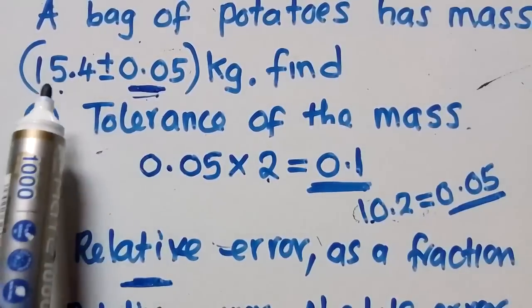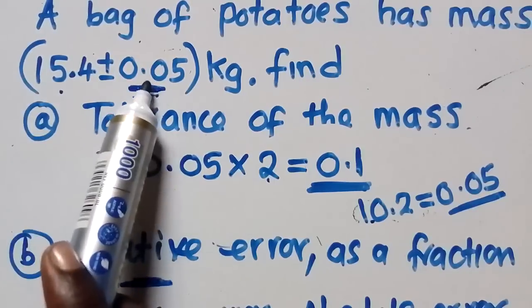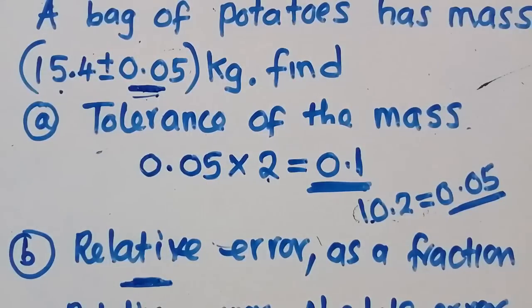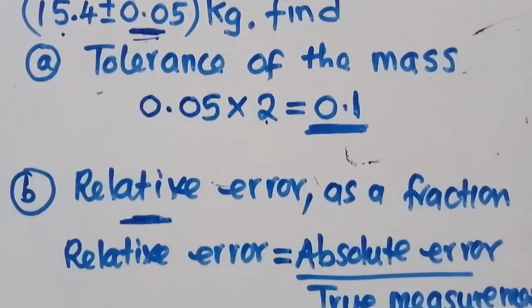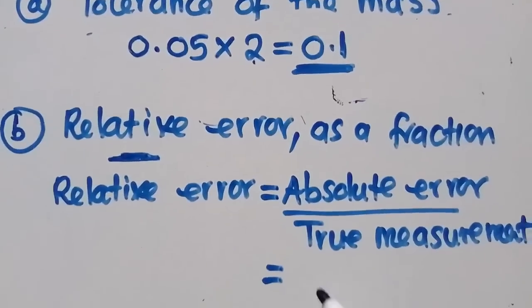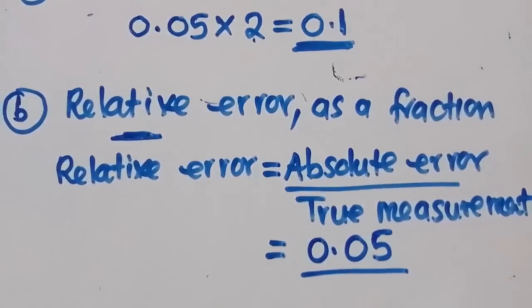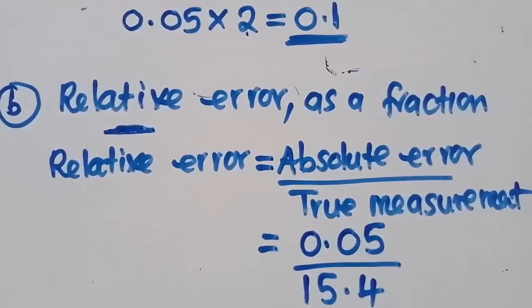So we are given this number, and with this number having one decimal place, the absolute error is 0.05. That's how you find the absolute error. Hope I'm clear on that. So what is the absolute error according to the question? It is 0.05, over the true measurement, which is 15.4. That's what you are going to do.